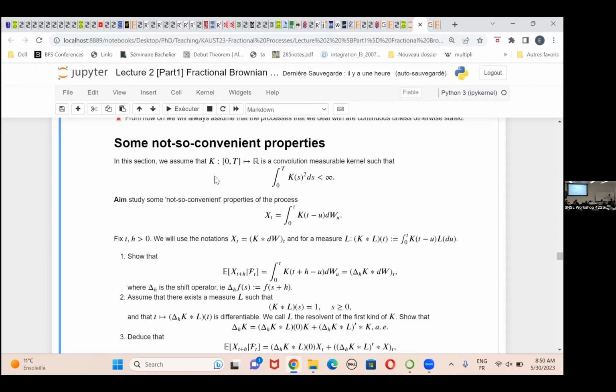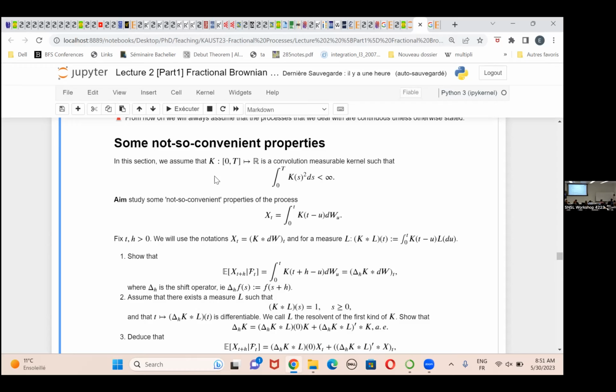Again, it's Markovian. Okay. And if you compute this quantity, you get exactly, in this case, delta_h k star L at 0. It's exponential of minus lambda h. So in this case, you get the known formula for the Ornstein-Uhlenbeck process. You recover this, right? Okay.